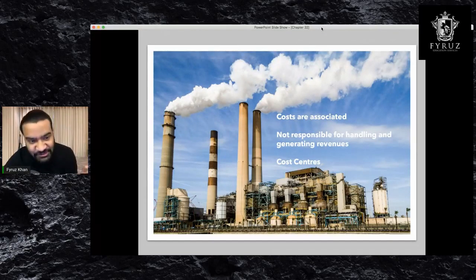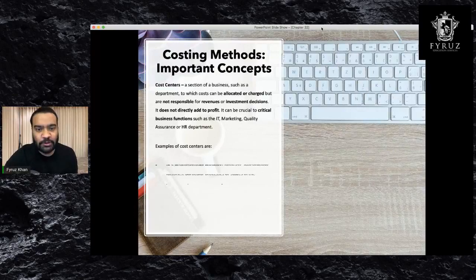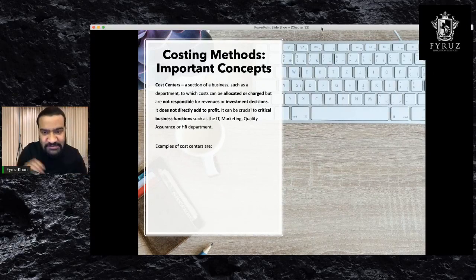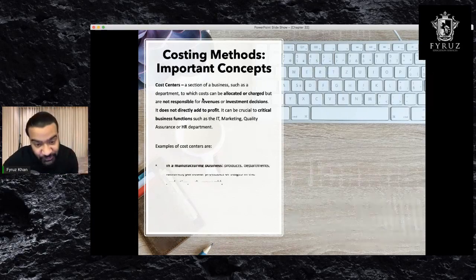Now, a cost center is a place where costs are involved. You can allocate cost, you can charge cost, but they're not responsible for revenues, or for investment decisions. They're responsible for making the product. So that's why costs are associated, right? It does not directly add to the profit. So there are no revenues. So a factory is a good example.